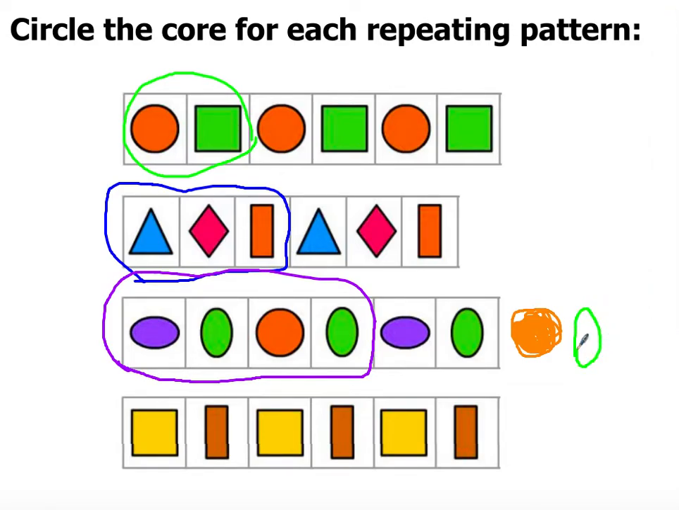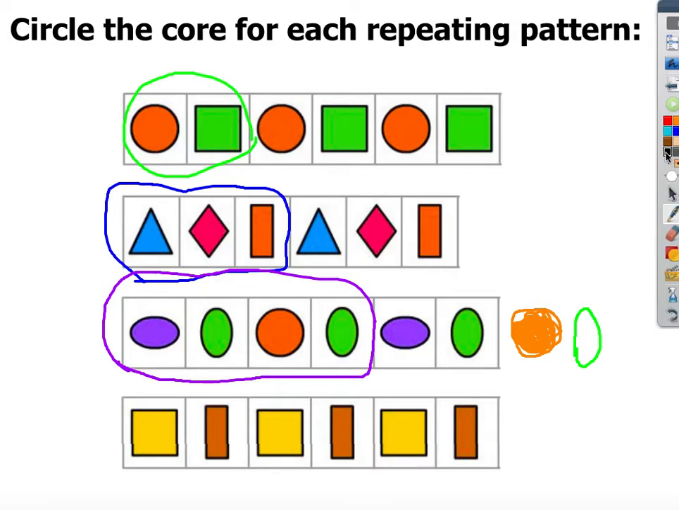We're gonna set him right there. All right? So based on this, we got purple oval, green oval, orange circle, green oval. Right? And we start over. This matches this, and this matches that, and this matches this, and this matches that. Do you see how that is the pattern?